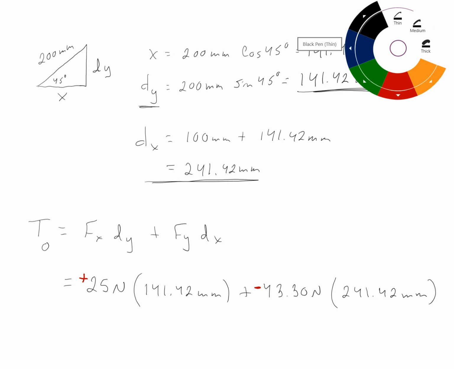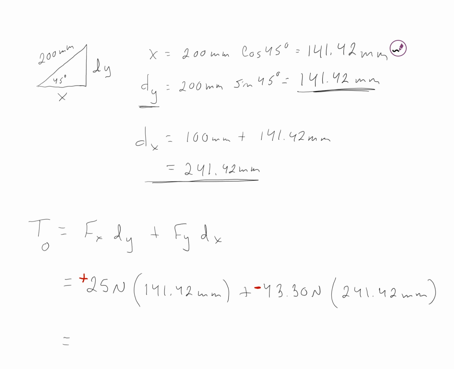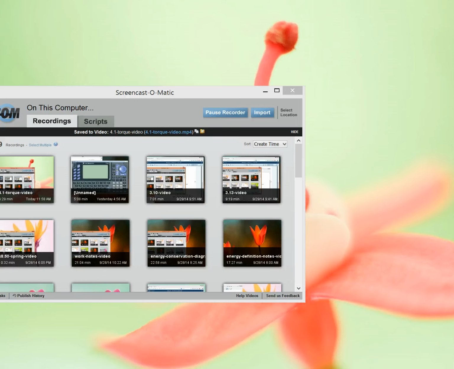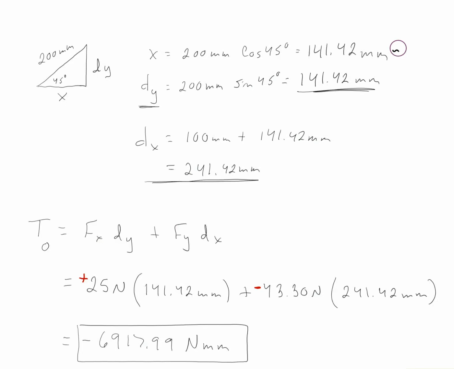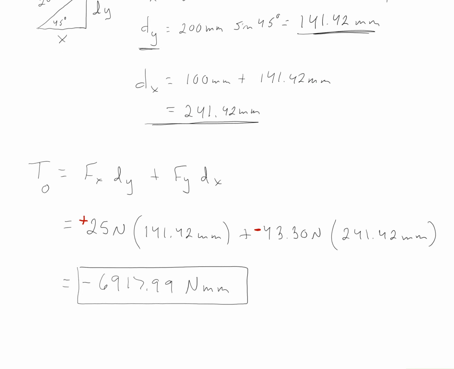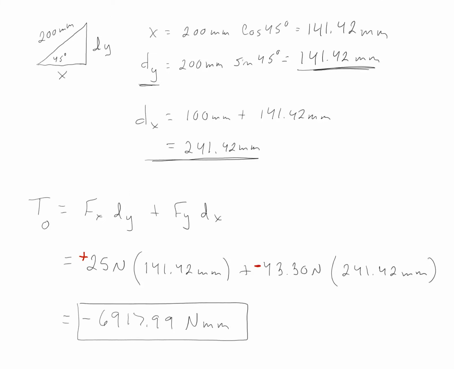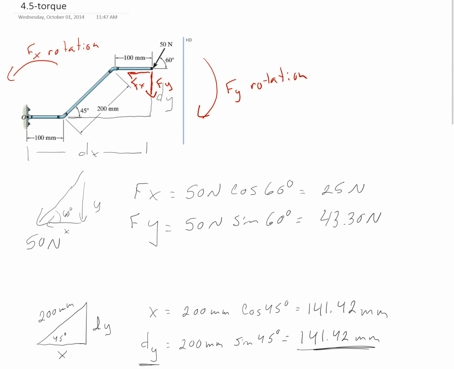Now I can put that in my calculator. Alright, so my final answer is a negative 6,917.99 newton millimeters. And since I was only interested in the torque about point O, I'm done with the problem.